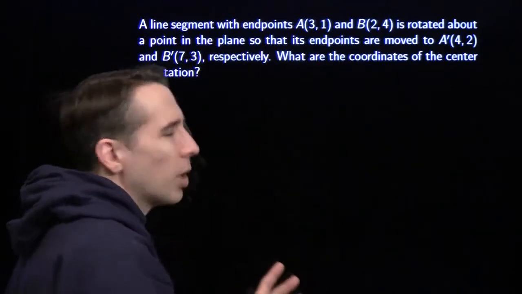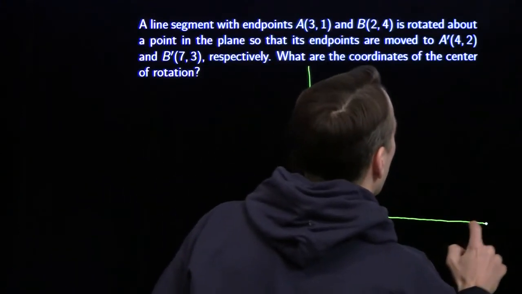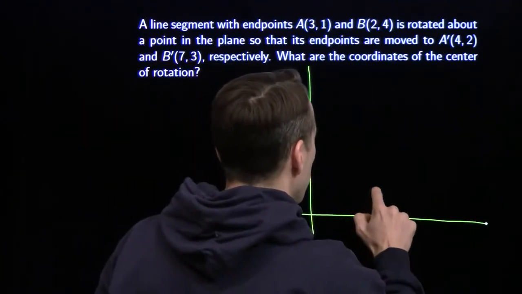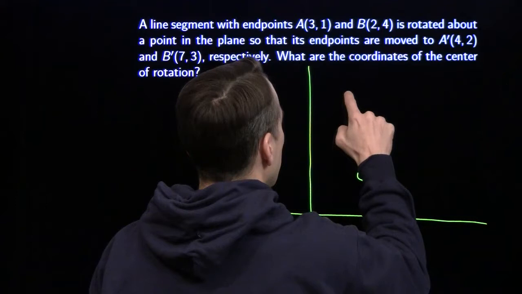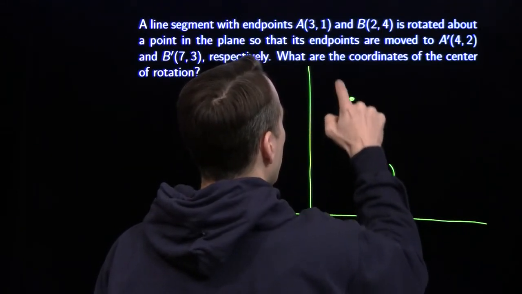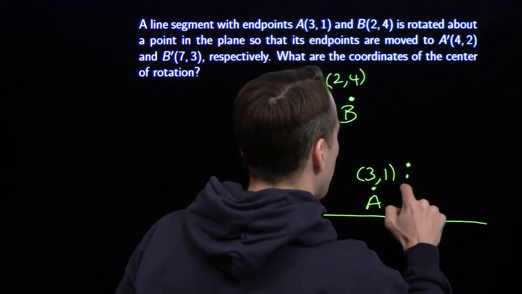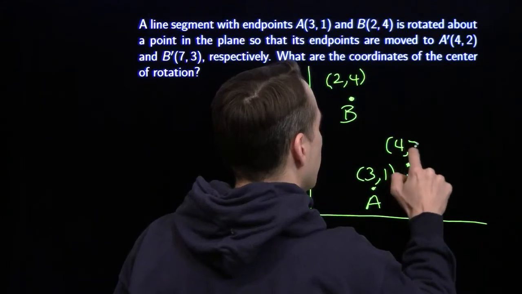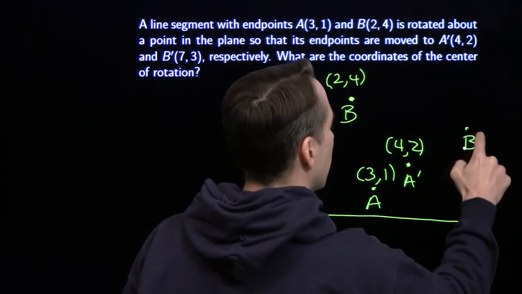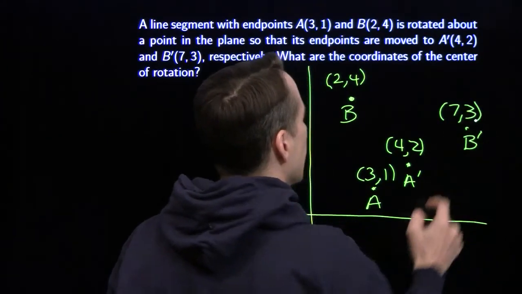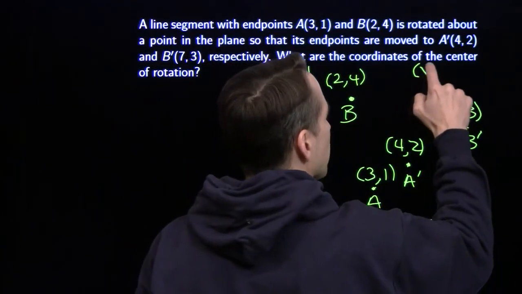Well, when I get a complicated analytic geometry problem like this, I start with a picture. Get a better feel for the problem. Go ahead and put all our points on here. A is at (3, 1). B's up here at (2, 4). A prime is out here at (4, 2). And B prime is out here somewhere, (7, 3). And the center of rotation, we have no idea where it is. We'll call it (x, y).